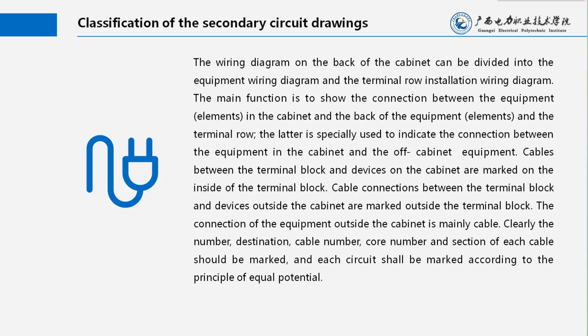Cables between the terminal block and devices on the cabinet are marked on the inside of the terminal block. Cable connections between the terminal block and devices outside the cabinet are marked outside the terminal block. The connection of the equipment outside the cabinet is mainly cable. Clearly the number, destination, cable number, core number and section of each cable should be marked. And each circuit shall be marked according to the principle of equal potential.